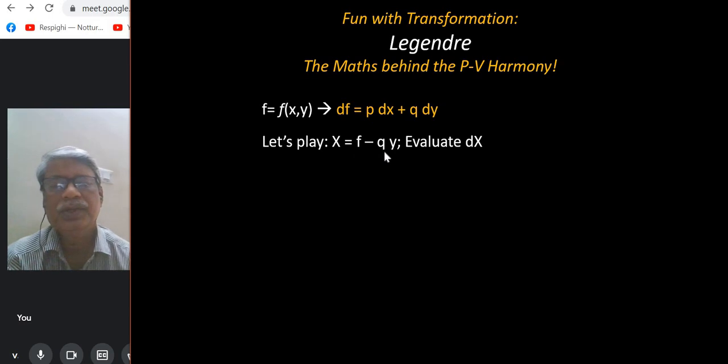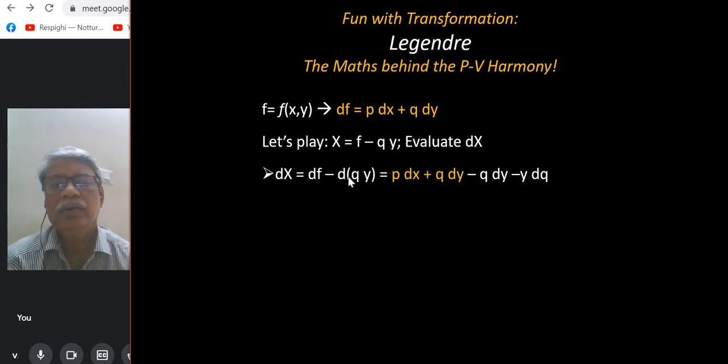Now f minus qy, because you want to replace y by q. So you take this product of q and y. These q and y, or p and x, are called conjugate variables. Okay, so let us play more.